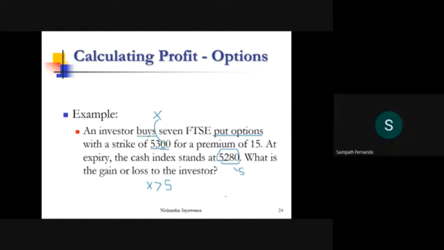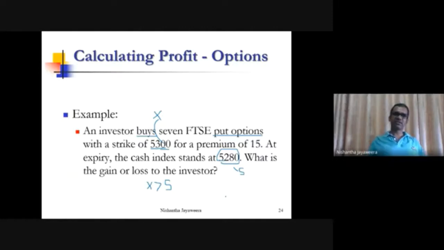You can sell. What is your decision? You can exercise. You exercise your right. Then what is the gain? The difference between 5,300 and 5,280, you get 20, but you paid a premium of 15. So your gain is only 5 index points per contract.